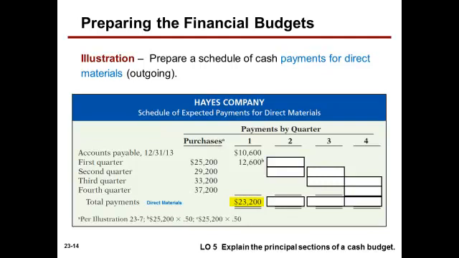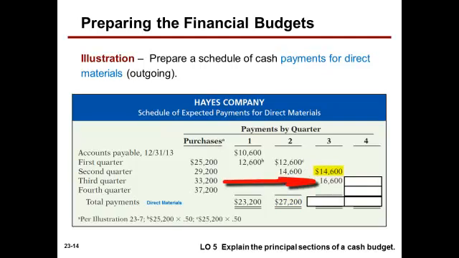Second quarter, we pick up the other 50% of the first quarter purchases, $12,600, and we pay half of the second quarter purchase of $29,200, or $14,600 in that second quarter. Total outgoing, $27,200, second quarter. Third quarter picks up on the other 50% of the second quarter's purchases, $14,600, and half of the current quarter's purchases of $33,200, or $16,600 outgoing in the third quarter. Total outflow, $31,200 for direct materials purchases, third quarter.